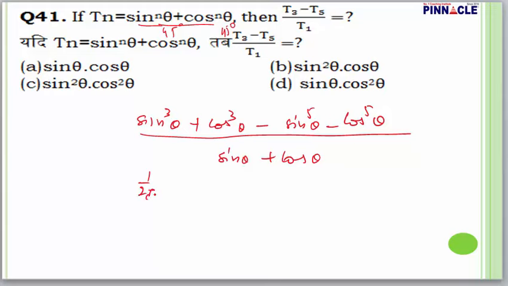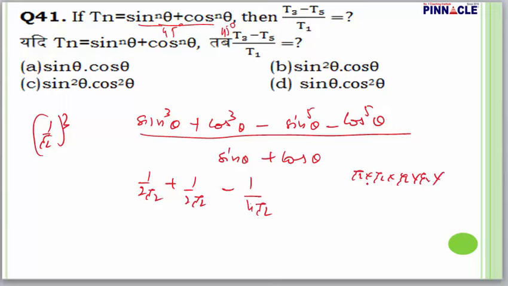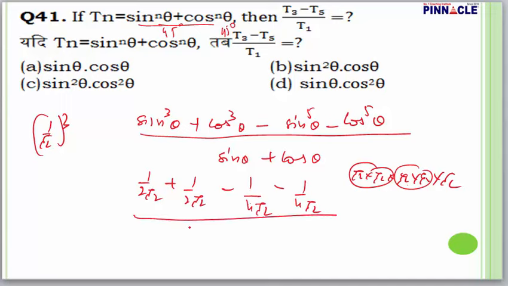So sine 45, that is 1 by root 2, power of 3 would become 1 by 2 root 2, minus here it would be power 5, so that would be equal to 1 by 4 root 2, because root 2 into root 2 into root 2 into root 2 into root 2, so this is 2, this is 2, 2 into 2, that is 4, 4 root 2. Minus 1 by 4 root 2, divided by 1 by root 2 plus 1 by root 2.